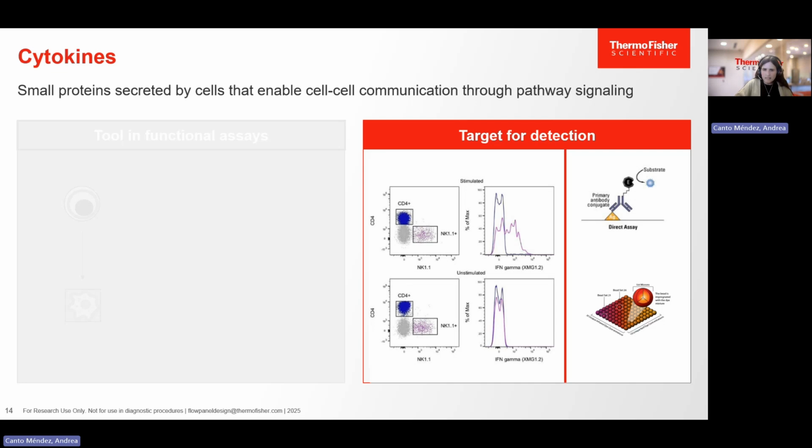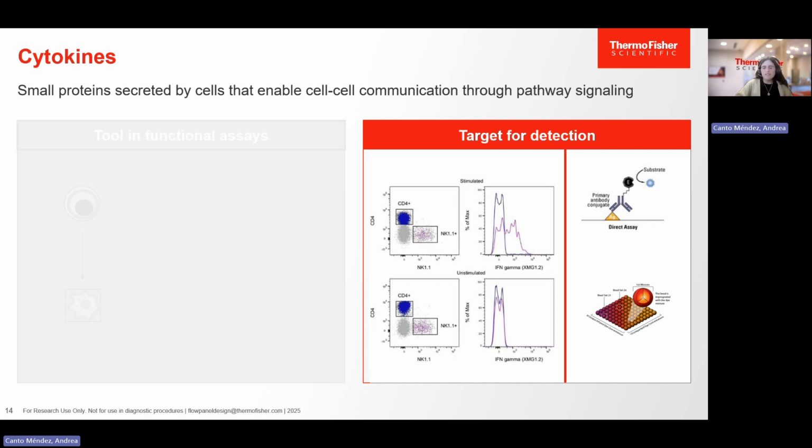Here you can see CD4 T cells in blue and NK cells in purple. As you can see in this histogram, upon stimulation, NK cells were producing interferon gamma, whereas CD4 T cells were not producing it. When non-stimulated, none of the cell types were producing interferon gamma.